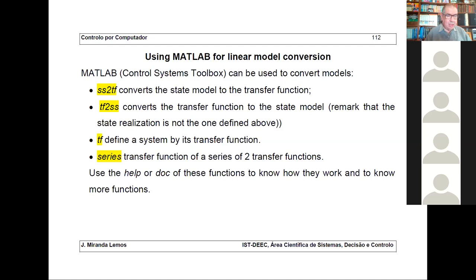One thing you can do when you are studying this is solve your problem using pencil and paper, and then use these functions to check your result. Okay, then there are other functions like tf that defines a system by its transfer function. There are a number of other functions, and if you do doc of these functions, you learn a lot from MATLAB and its toolboxes, the Control System Toolbox in particular. Okay, so questions? No questions? So we stop here. Now you know how to convert the two representations of models that we have learned, and we will continue next week.